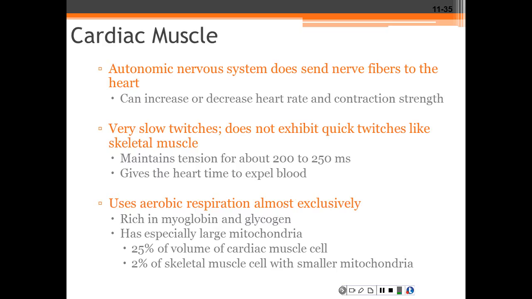Now, cardiac muscle uses aerobic respiration almost exclusively. It is rich in myoglobin and glycogen and has large mitochondria that fill 25% of the cell. It is adaptive with respect to fuel, but vulnerable to lack of oxygen. Now, because little anaerobic fermentation takes place, the cardiac muscle is highly resistant to fatigue. Okay, so that's the cardiac muscle.